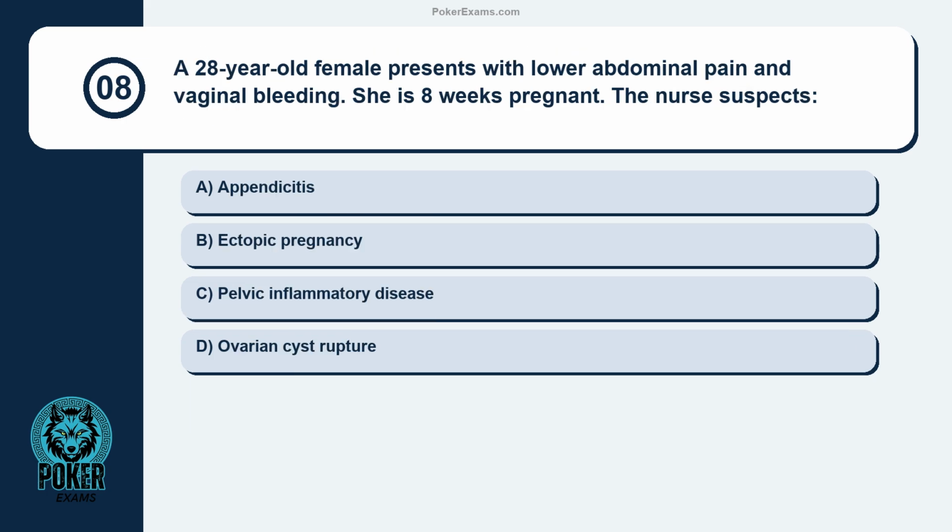Question 8. A 28-year-old female presents with lower abdominal pain and vaginal bleeding. She is 8 weeks pregnant. The nurse suspects appendicitis, ectopic pregnancy, pelvic inflammatory disease, ovarian cyst rupture.